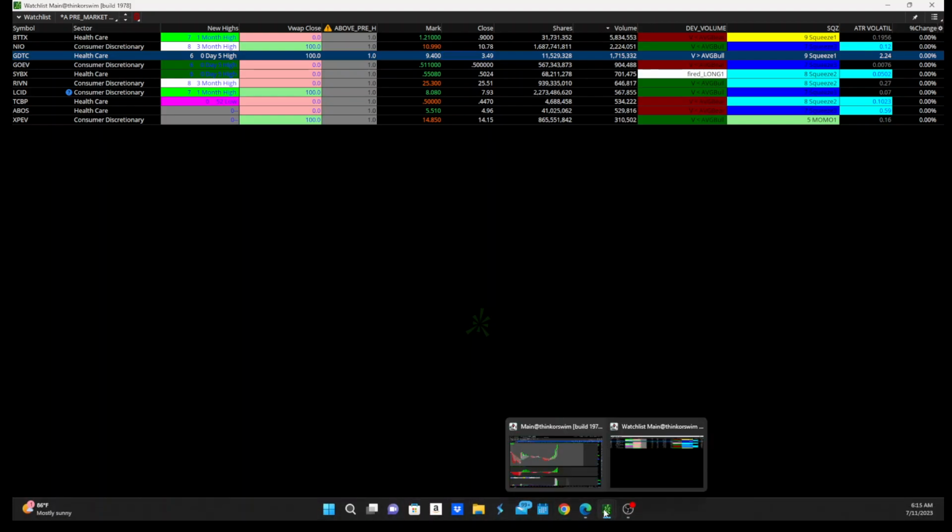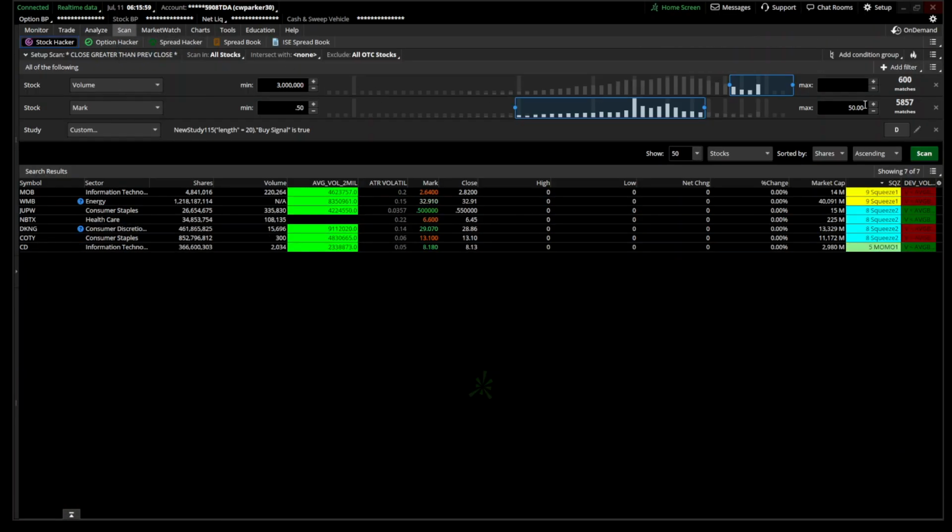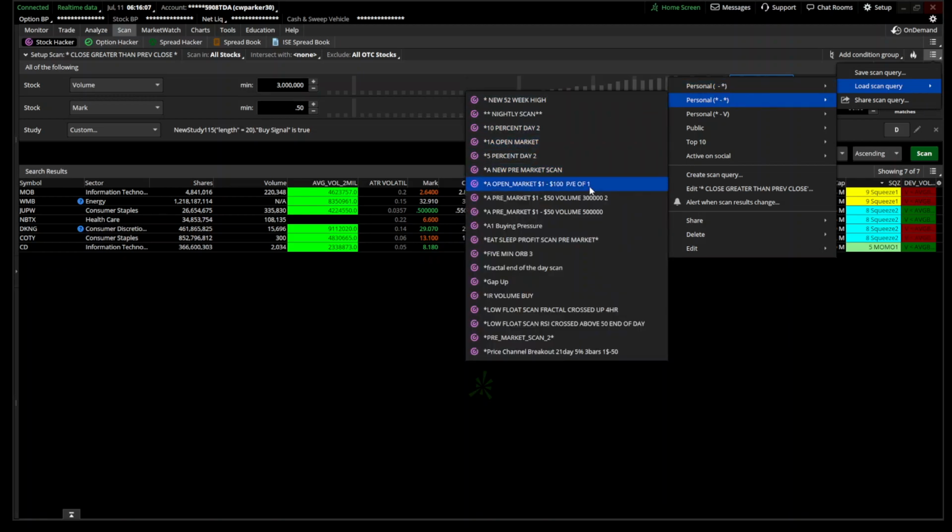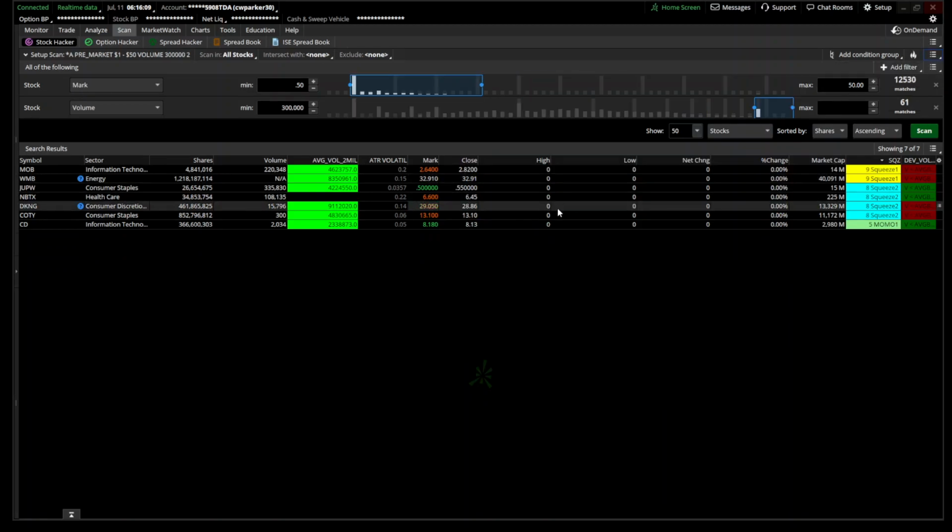So I'll go ahead and show you my scanner, and that scanner is the pre-market. So A1 pre-market. I look for anything with over 300,000 volume between 50 cents and $50. And you can see right here it sorts everything according to shares ascending. So the stocks with the least amount of shares will pop up first, and then I sort those by volume. And that's pretty much how I do my pre-market.